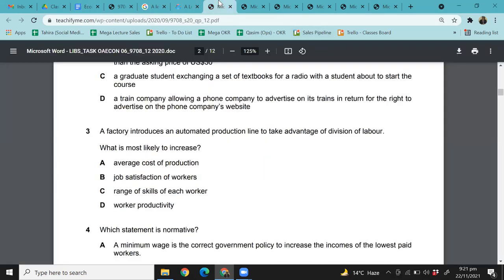Range of skills. Again, will the range of skills increase? Obviously not. You're just focusing on one thing. So you will become really expert in that thing, but you will not learn a lot of diverse skills. And the last one is productivity.